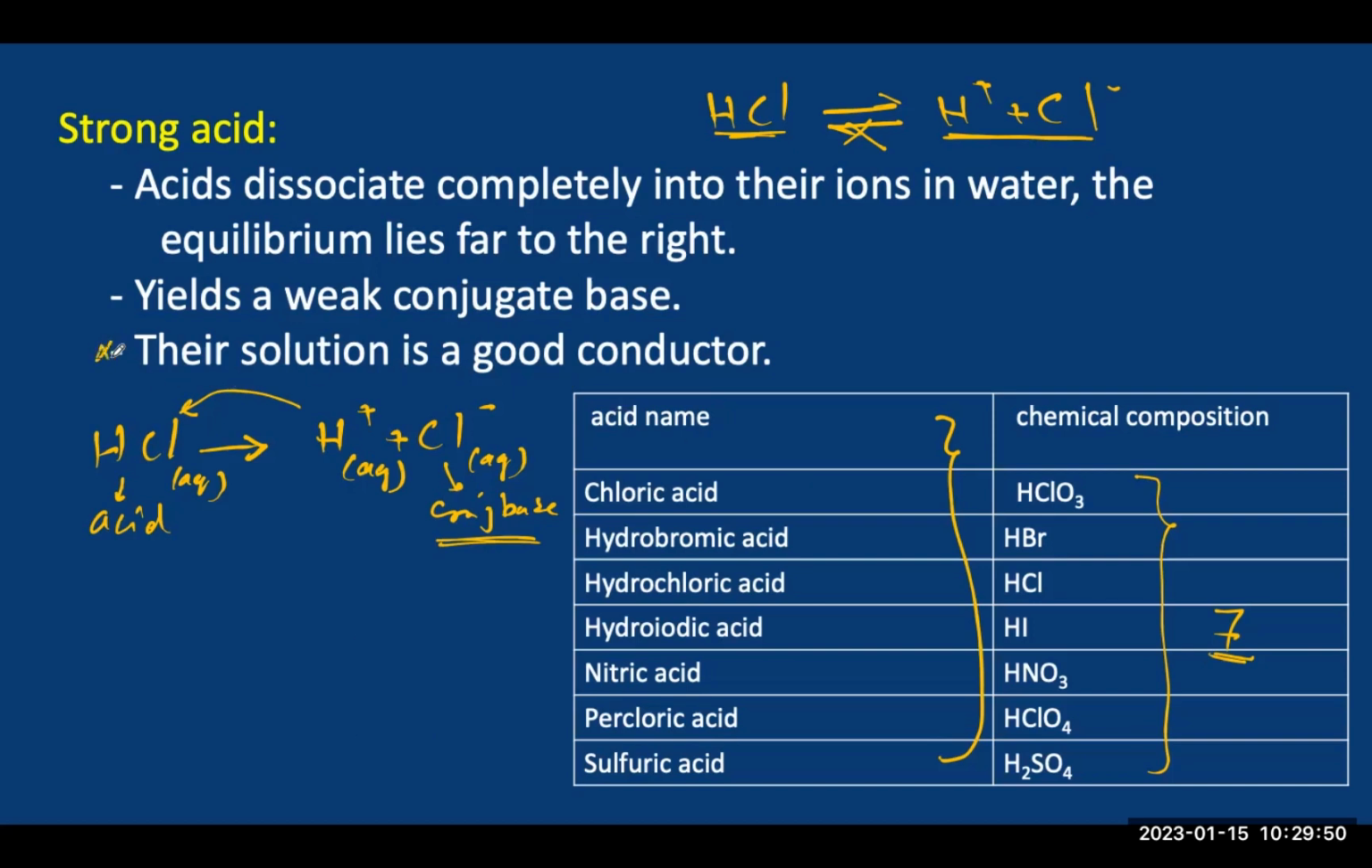Their solutions should be good conductors. So how does a solution become a good conductor? Any solution to be a good conductor should have ions inside the solution, because these ions will carry the electricity from one electrode to the other electrode. Because we have a huge amount of ions in this solution, it can be a good conductor.